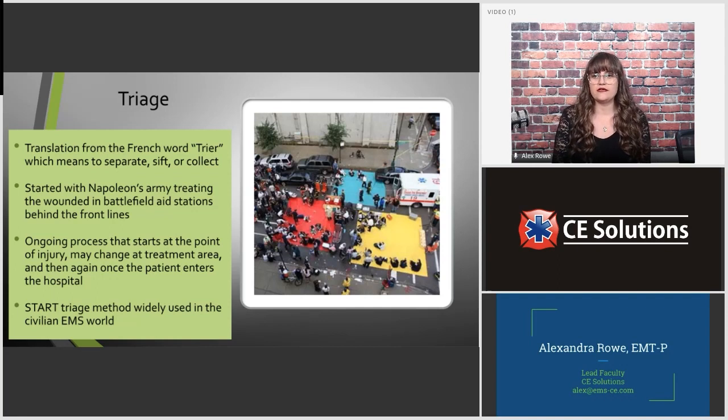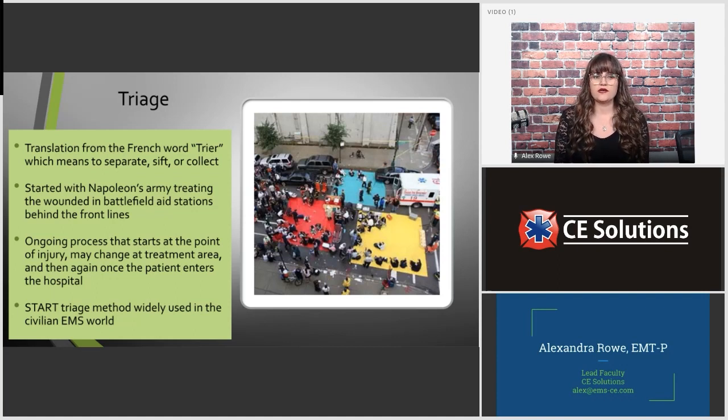Back during Napoleon's time, on the battlefield, there were, of course, many injuries. The Surgeon-in-Chief decided that we needed to kind of sort out these patients to see who is more critical and who we needed to work on first. They would separate people and bring them to different battlefield aid stations behind the front lines.